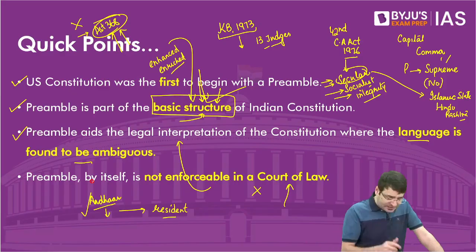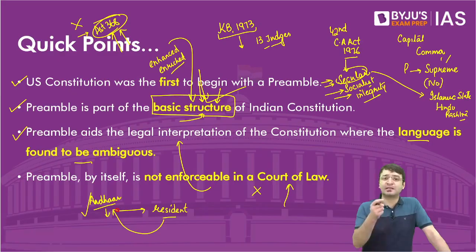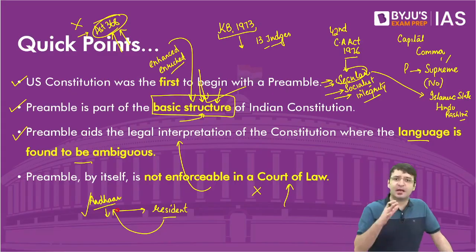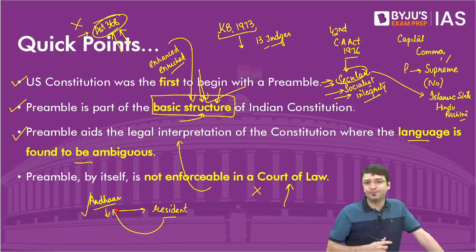This resident is eligible for Aadhaar because Aadhaar is not a proof of citizenship. Aadhaar is the proof of identity. Aadhaar only proves Sarmad is Sarmad. Aadhaar does not say that because you have Aadhaar, Mr. Sarmad, you are the citizen of India. Aadhaar is not a proof of citizenship. Aadhaar is only a proof of identity.